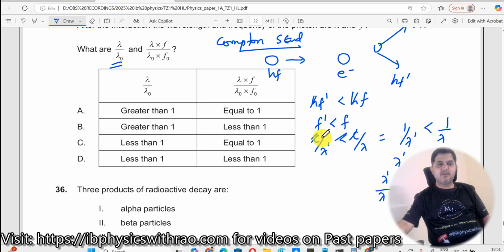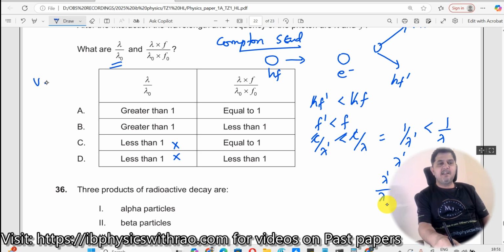Now let us go back to this. It says lambda dash, divided by lambda. Here lambda is called lambda naught. So this should be greater than 1. So these two are right and these two are incorrect. Now let us look at this one here, lambda into f. What is lambda into f?